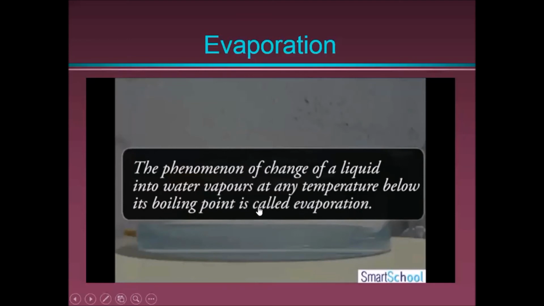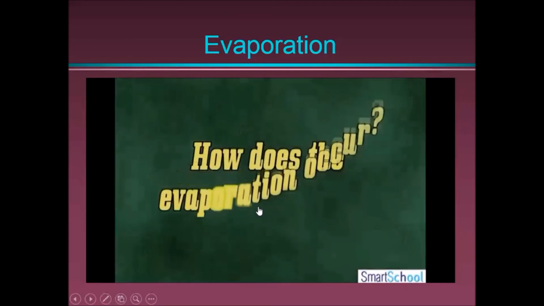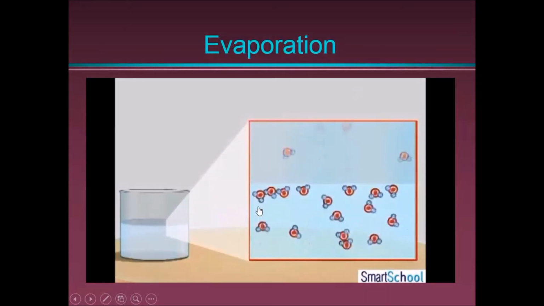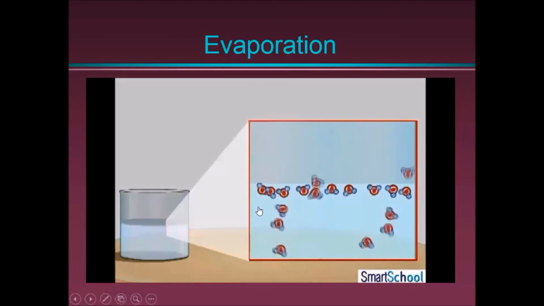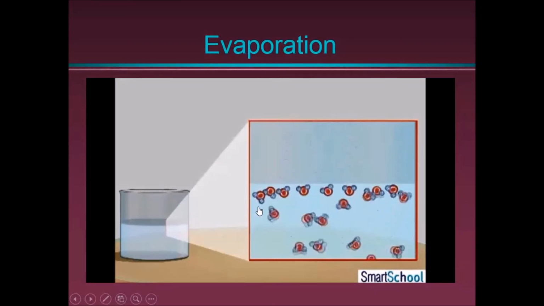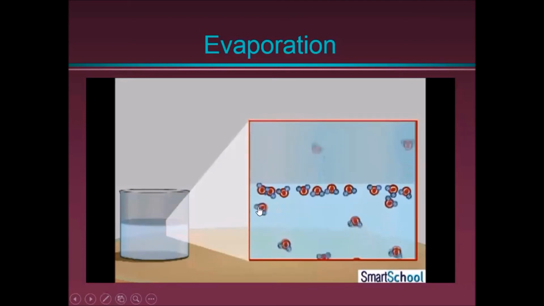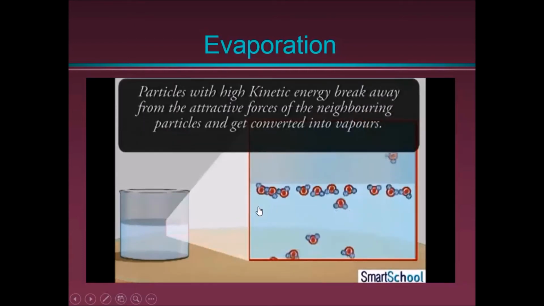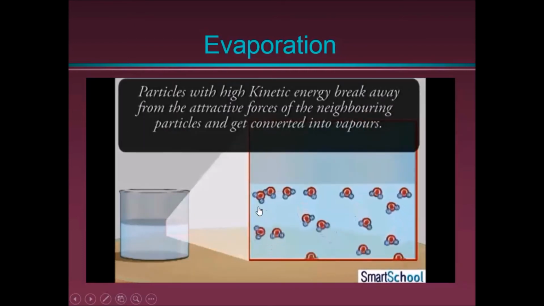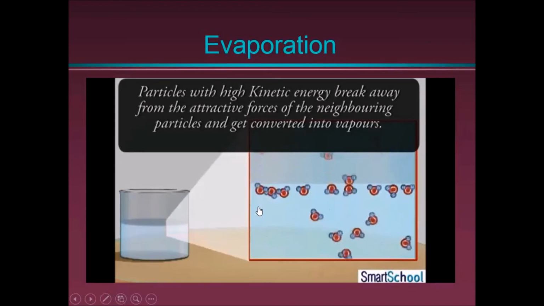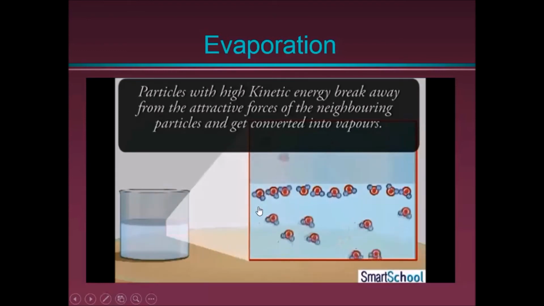But how does evaporation actually occur? Let us find this out. We know that particles of matter are not stationary but are constantly moving in different directions. As a result of this random motion, they collide with one another and thus possess different amounts of kinetic energy. In case of liquids at a given temperature, the particles at the surface of the liquid possessing higher kinetic energy break free from the forces of attraction by the neighboring particles and leave the liquid by getting converted into vapors. This process is known as evaporation.